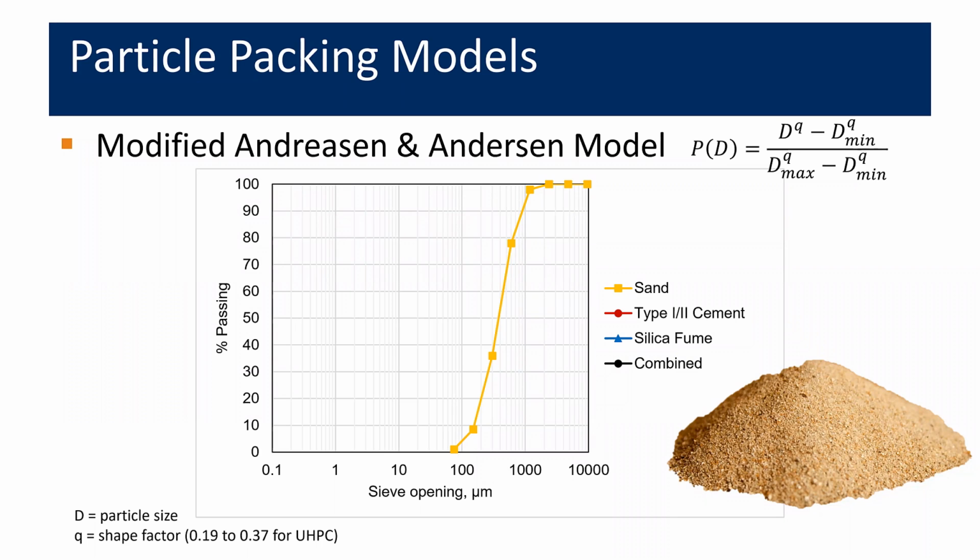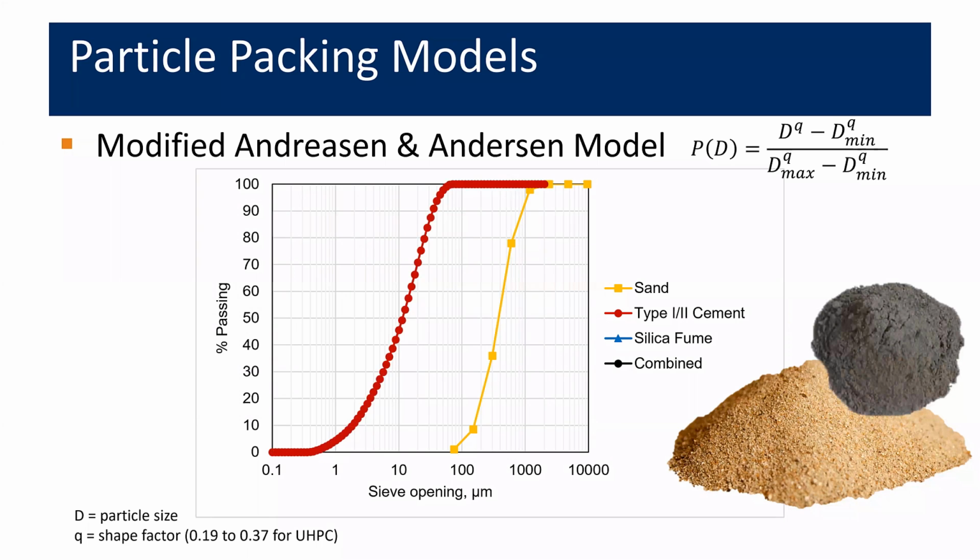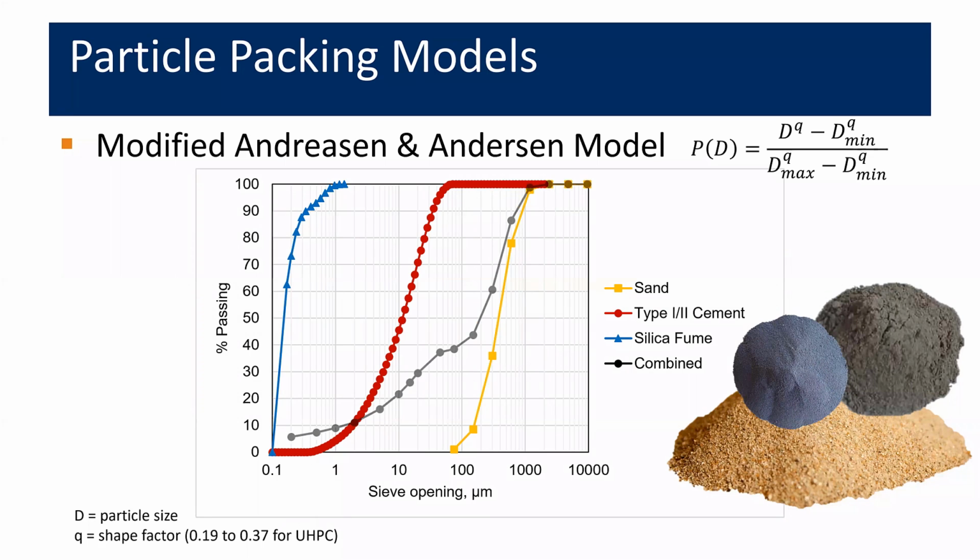Well, we can get the same information for our cements and our silica fumes and for other powder materials as well. Then when we combine those materials in certain ratios, we'll get a combined gradation that represents all of the sizes in that combination of the materials, all the way from the finest material, which is probably going to be mostly the silica fume, up to the coarsest material, which is going to be mostly the sand.